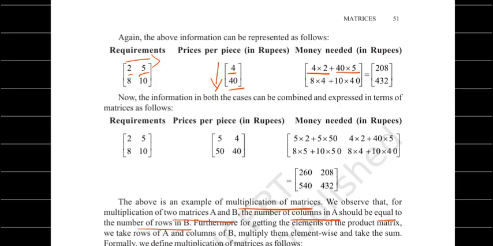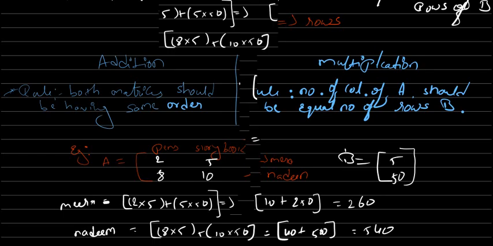And when it comes to the 8 into 4, 10, and this will cost you, as I said, 40 into 5 is 200, and this one is 8. It is 208. You already got your answer. 32 is like 432. Now, if both get combined, see here, they have mentioned that both the cases can be combined and expressed in terms of matrices. We were waiting for this step itself.